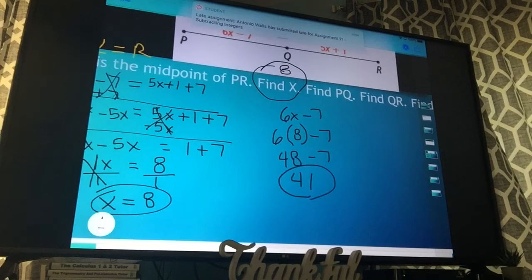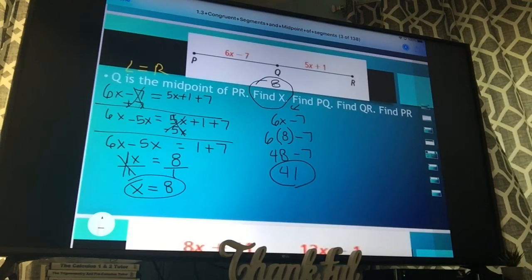What is 41? What were we trying to find? This is why I wrote below, a little crooked on this side, what I was doing. So PQ is 41. We can say that one is definitely 41. We know it for sure.